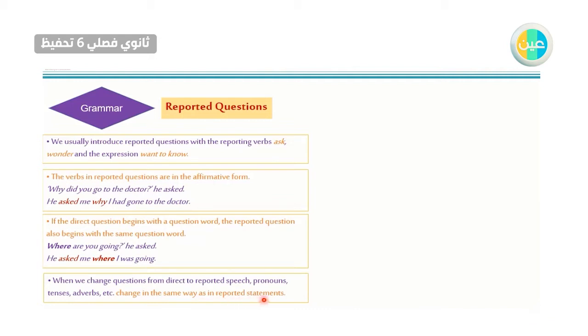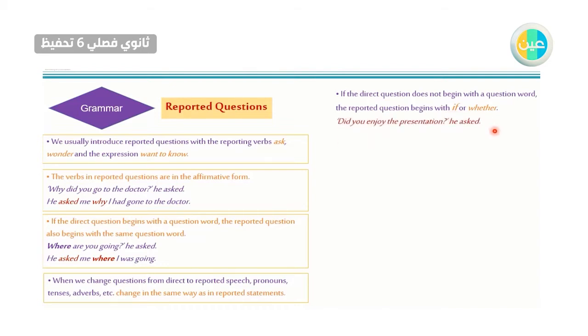The things we used in reported statements, we change them in the same way: pronouns, tenses, adverbs. Okay? If the direct question doesn't begin with a question word, such as who, which, why, where, the reported question begins with if or whether. For example, here: "Did you enjoy the presentation?" He asked. We will say, he asked me if or whether I had enjoyed the presentation.